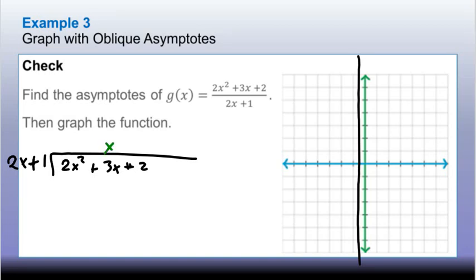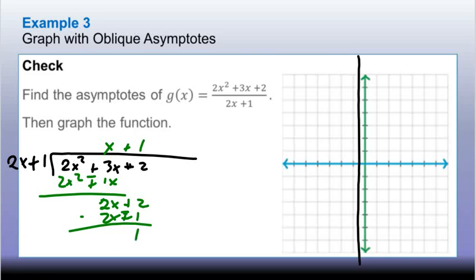x, and that gives me 2x squared plus 1x. Subtract below, and we get 2x plus 2. And then I need this to be a plus 1. So it'll be 2x plus 1. Subtract below, and we get 1 as a remainder. Here's our oblique asymptote. So if I put that in there, crosses at +1.